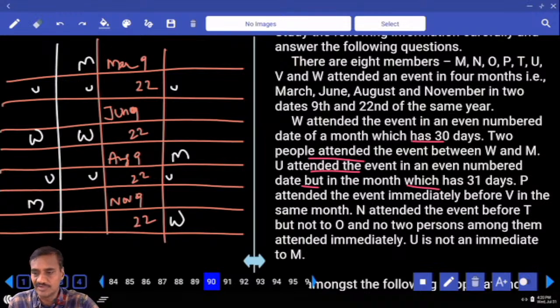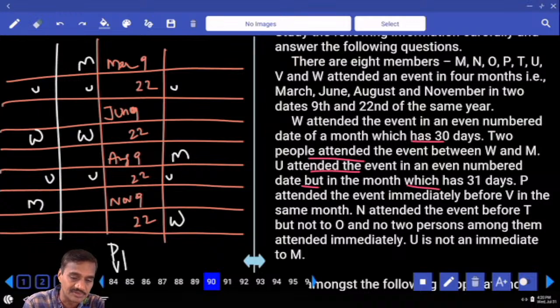And P attended the event immediately before V in the same month. Now P and V are in the same month. And next one, N attended the event before T, but N is not before O. N must be after O. And no 2 persons among them are adjacent to each other. That means at least 1 person must be there.